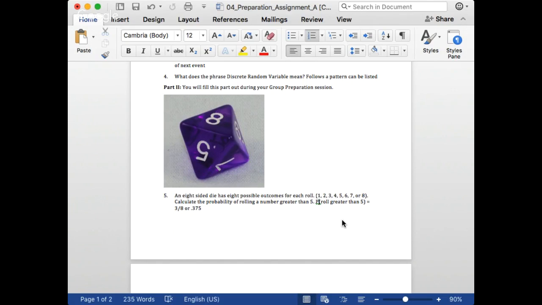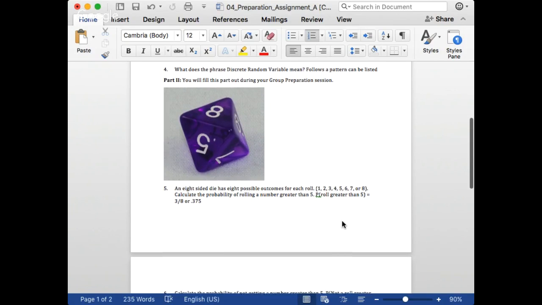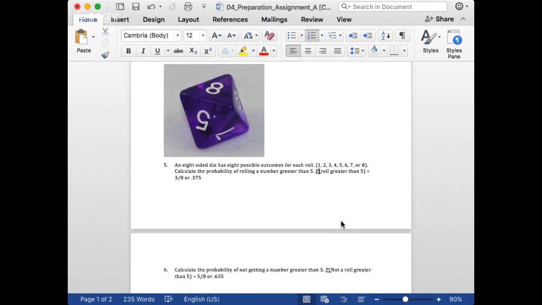So I'm assuming we all got 3 out of 8, correct? Yep. And then the second one is the complement, not a roll greater than 5, which is 5 out of 8. That's just easy math. One thing to note is that 3 out of 8 and 5 out of 8 make 8 out of 8, which is the probability you should have when you combine an outcome and its complement. All right, so let's move on to the group quiz.